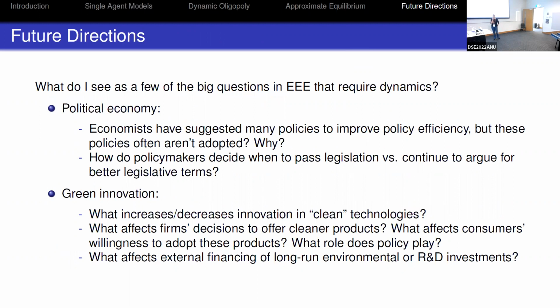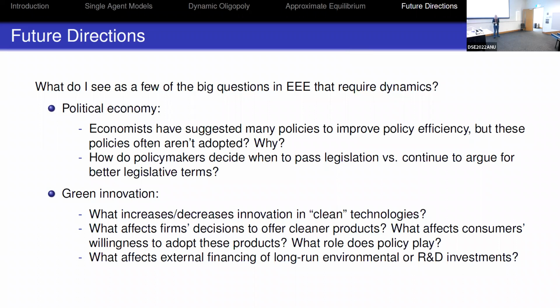I think political economy is going to be huge. We say carbon taxes, carbon taxes, carbon taxes. That's it, except Europe. And so fundamentally, why aren't they adopted? What's getting in the way? Is this turnover in legislatures? Is this turnover in executives? I think a lot of that is about dynamics and about expected future policies. That's a dynamic question, although you could imagine static versions. How do policymakers decide when to pass legislation versus to continue to argue for better legislative terms? That's a clear dynamic question.